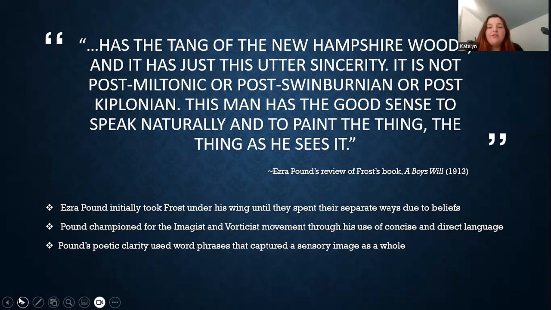Ezra Pound, who is also another poet of the modernist era, initially took Frost under his wing until they separated, but he helped him with a lot of his books. And Pound championed the Imagist and Vorticist movement because of the concise and direct language he used in his poetry and his poetic clarity. He used word phrases that captured a sensory image as a whole, which is somewhat similar to Frost's poetry as well.